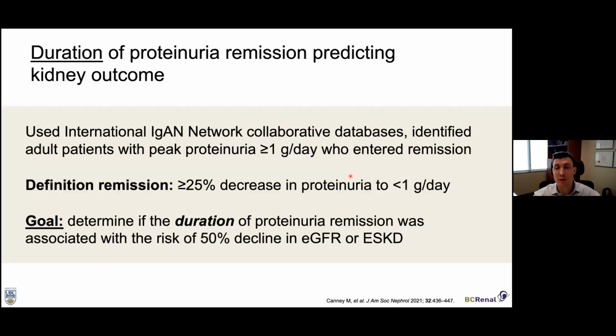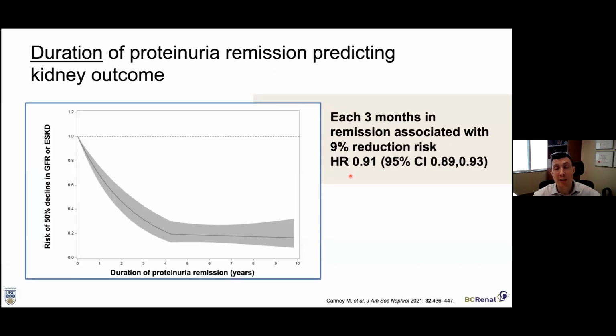So to answer this question, we again went back to our international databases. We defined achieving remission as getting a proteinuria less than 1 gram per day. And you'll see that that threshold comes up later in the KDIGO guidelines for treatment. Our goal here was to determine if the duration of proteinuria remission is an important factor that determines long-term risk of disease progression. What we actually demonstrated is that there was no minimum period of duration.